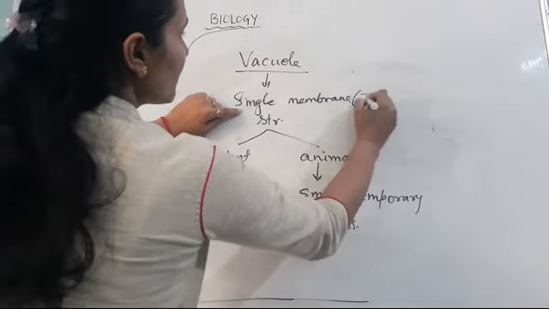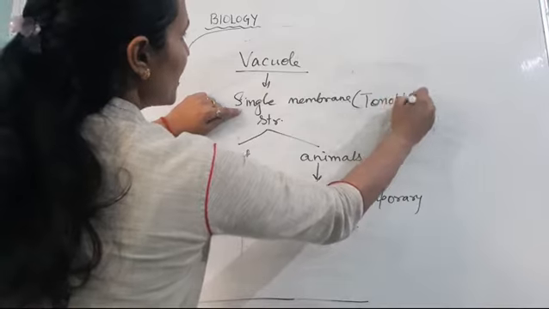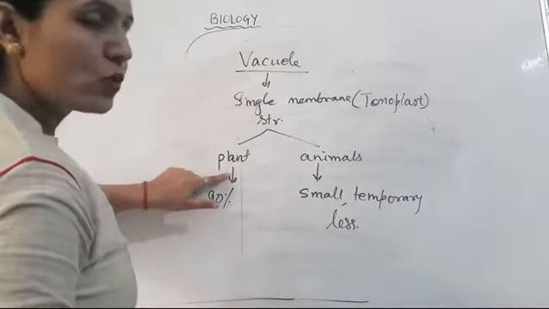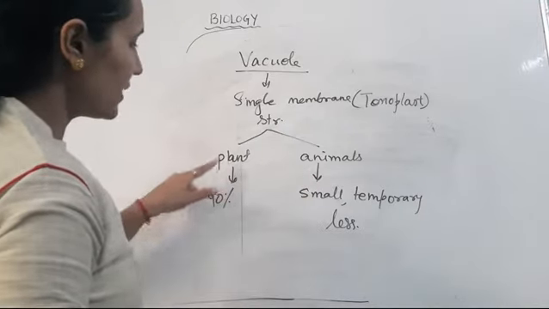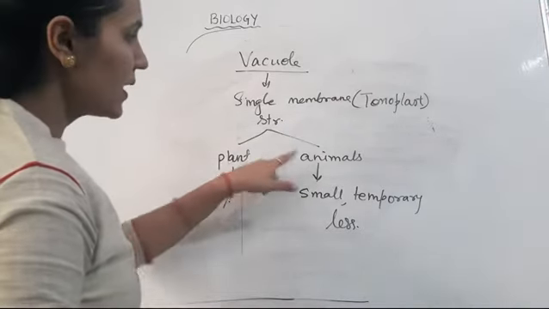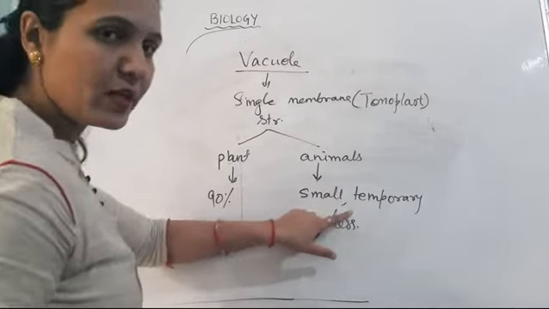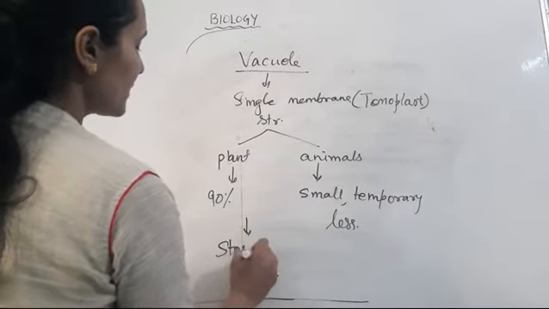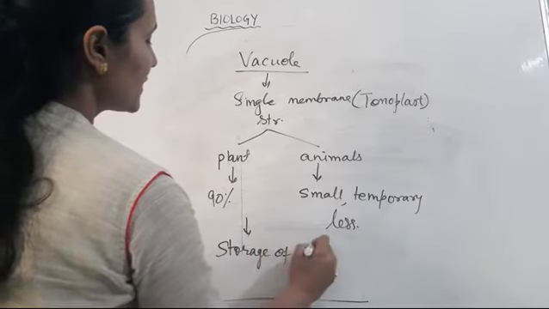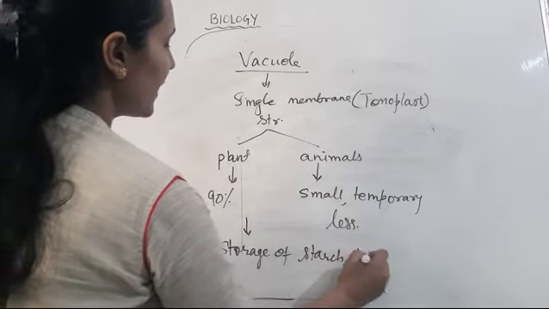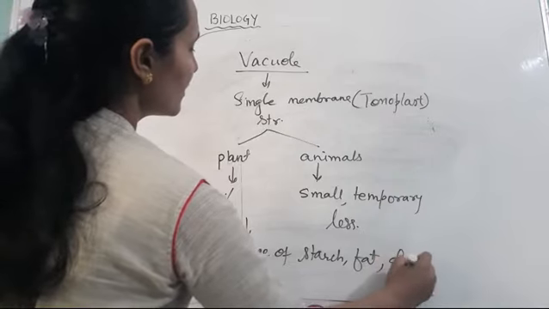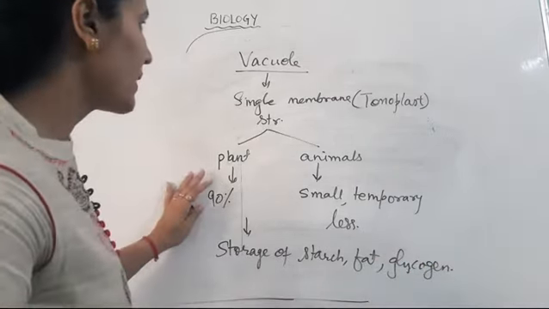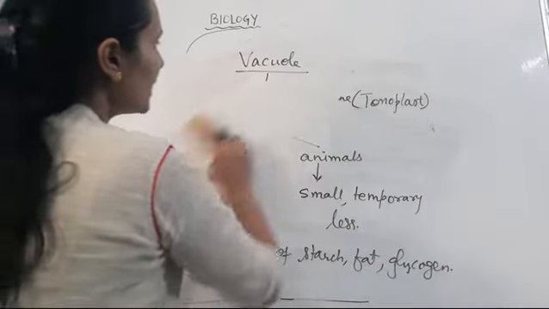The single membrane surrounding the vacuole is known as the tonoplast. In plants it occupies 90% of the cell space, and in animals it is a small and temporary structure. It helps in the storage of food materials, such as starch, fat, glycogen, etc. So it acts as a storehouse of the cell. Clear? So this is all about the vacuole.